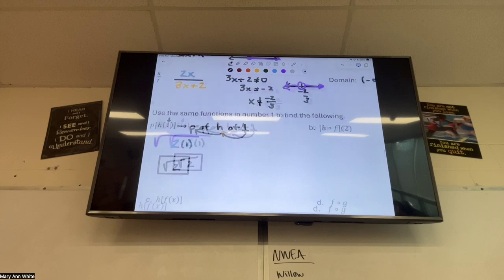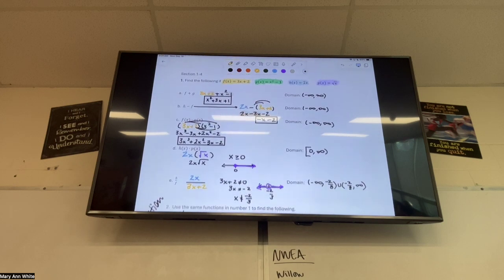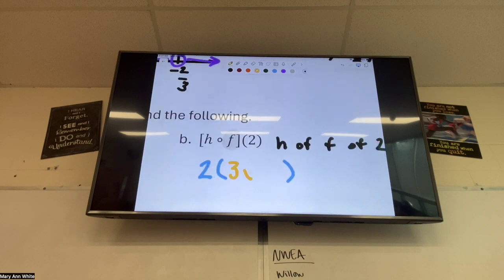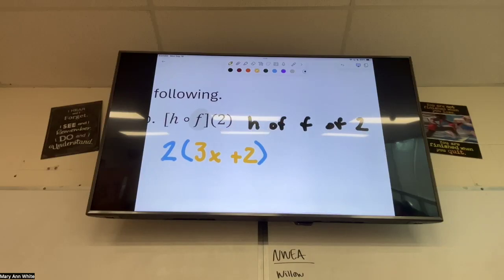Now it says H and then it has that open circle F. That's the same thing. H of F of 2. The function that's in parentheses or the function that's second is the inside function. So again, I'm going to have 2x on the outside. My 2x is going to be my H function. But instead of doing x, I'm going to put inside my function F. And our function F was 3x plus 2, I think. Yep. So we put F into H. And I'm now going to put 2 into F. Instead of putting x, I'm going to put parentheses 2.